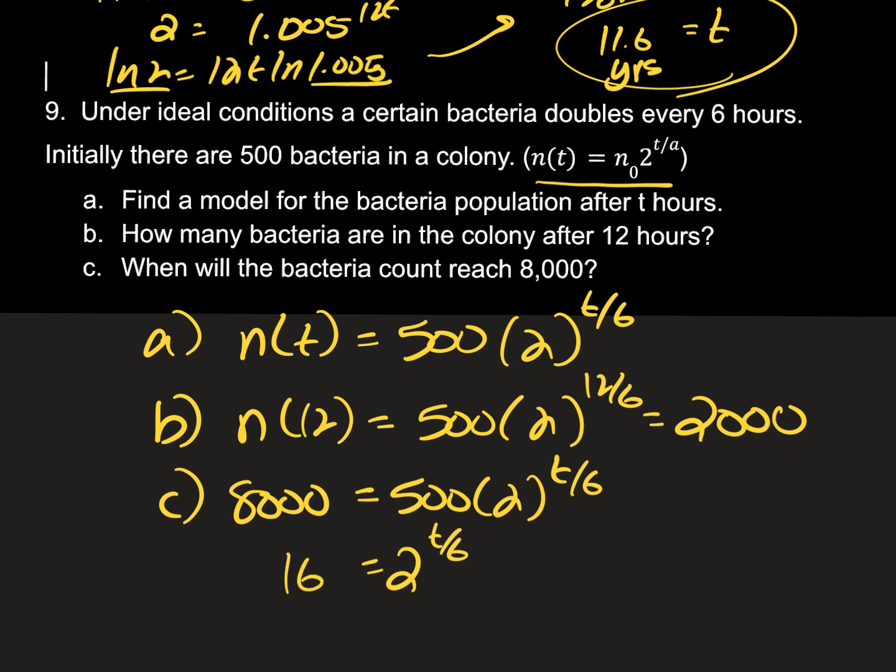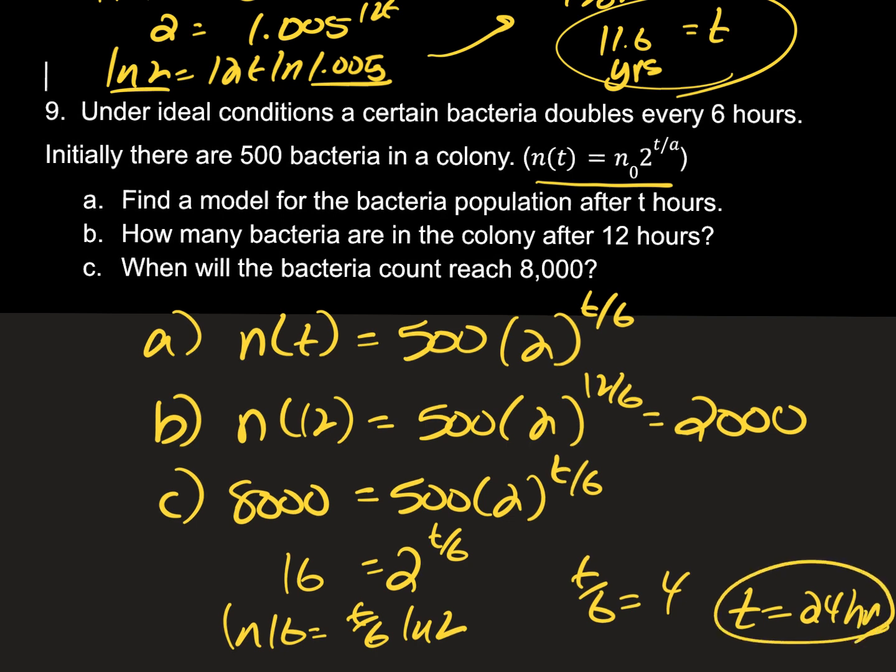And so do log both sides. ln 16 equals t over 6 ln 2. I'm going to divide both sides by natural log 2. So I'm doing natural log 16 divided by natural log 2 on my calculator. I'm getting 4. So just multiply both sides by 6. You get 24 hours for it to get to 8,000.